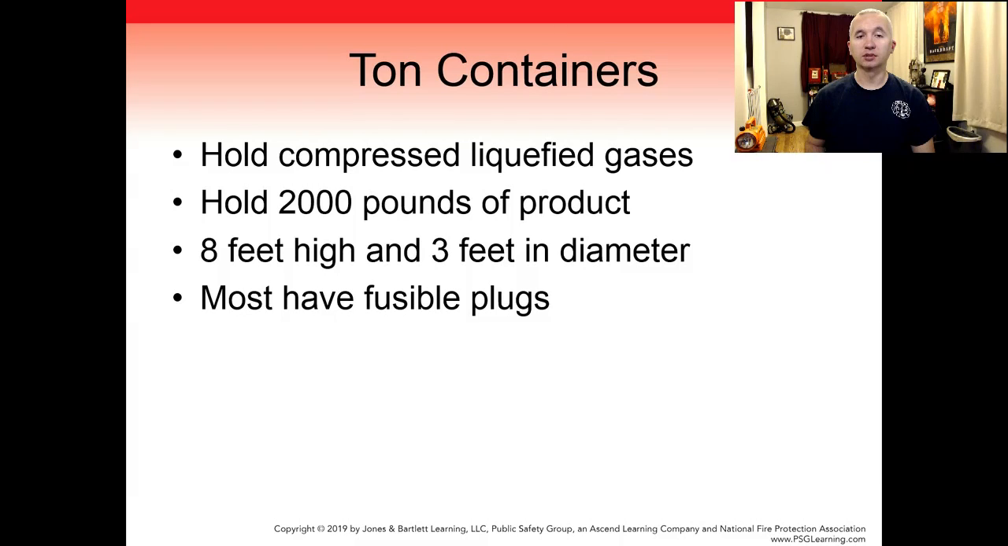Ton containers are commonly used to hold compressed liquefied gases such as chlorine and sulfur dioxide. These vessels hold 2,000 pounds of product and are 8 feet in length and 3 feet in diameter. All ton containers, other than those containing phosphine, have fusible plugs.